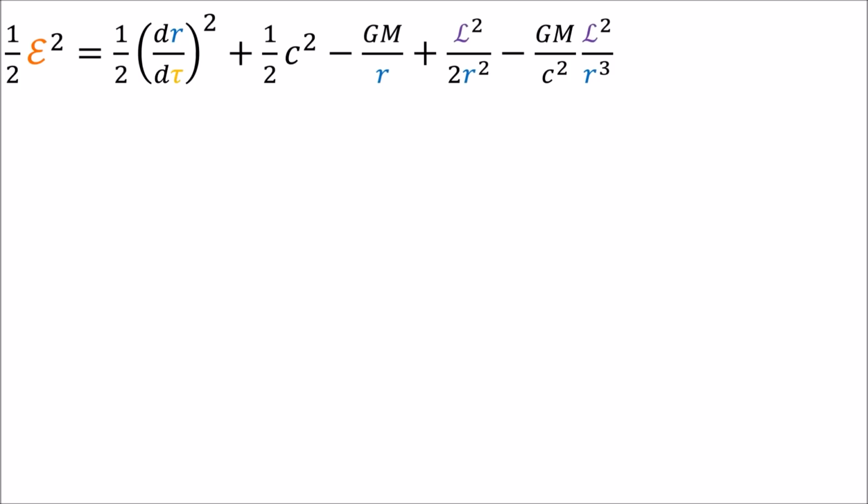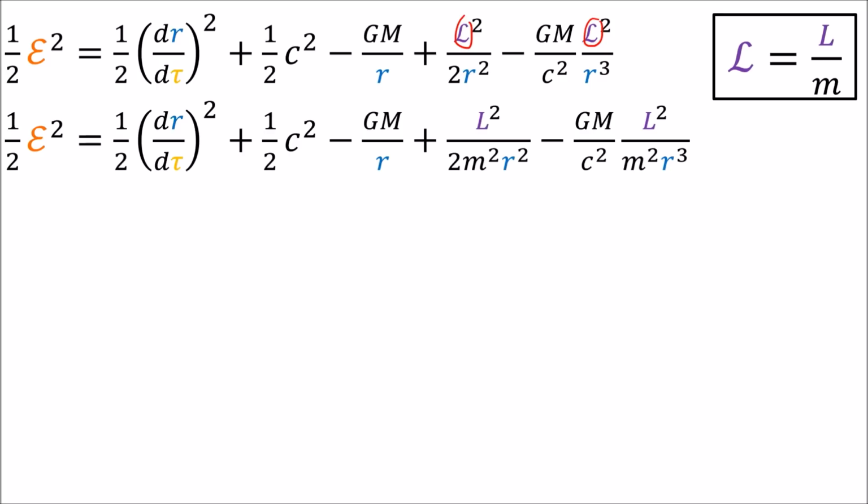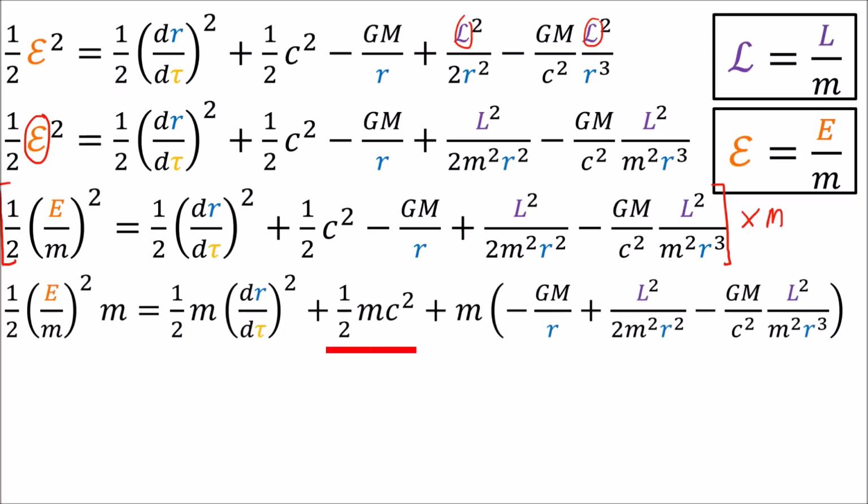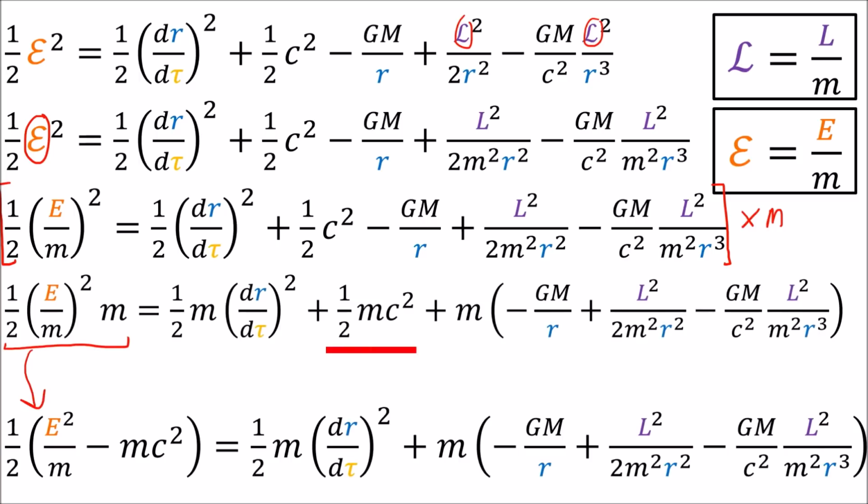With a little more algebra, we can make this look more like the equation describing Newtonian orbits. We can replace curly L with angular momentum over mass, and replace curly E with energy over mass. Then multiply both sides of the equation by mass. Then move this constant 1/2 mc squared to the other side of the equation.